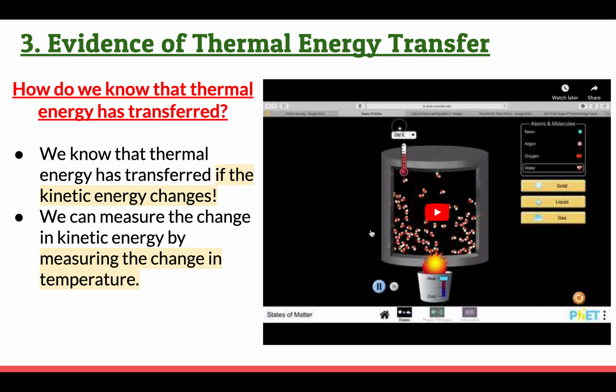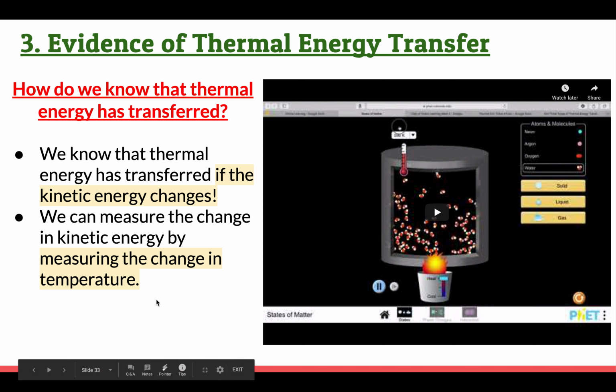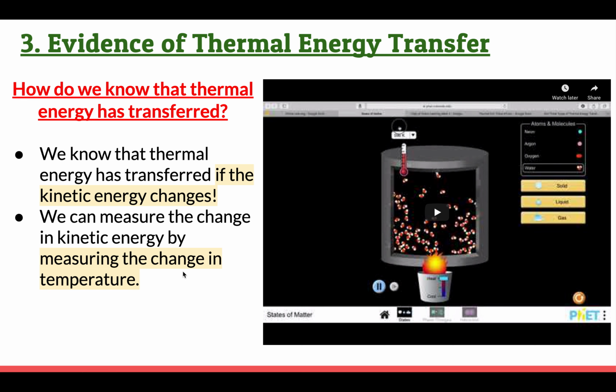Remember, you cannot see the actual particles in water. You can't really see them moving, they're too small. But you can know how fast or how slow they're moving by measuring the temperature. So by measuring the change in the temperature, you're measuring the change in the kinetic energy. And if the kinetic energy changed, that means that thermal energy was transferred.